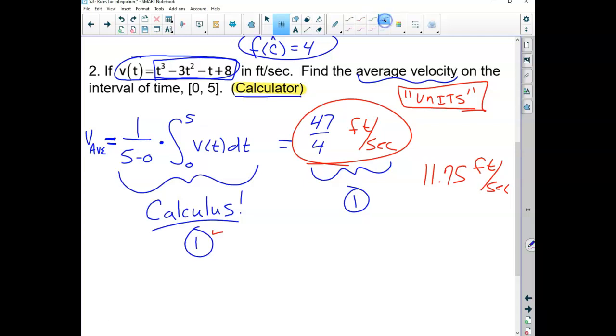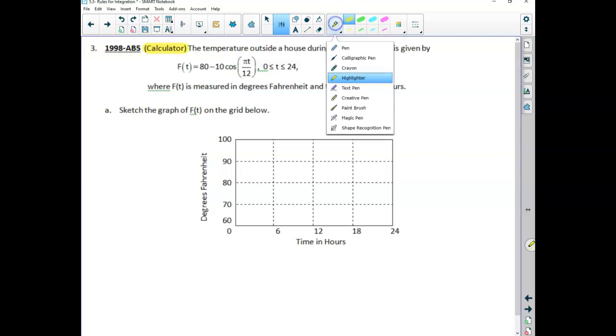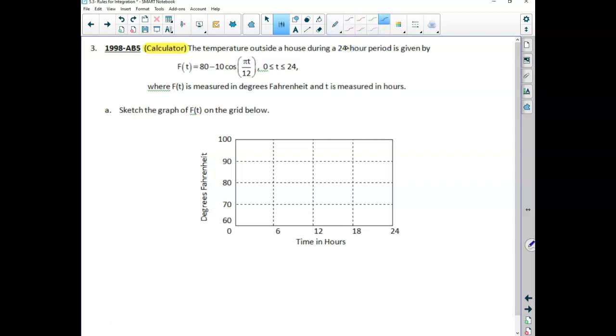All right. So how else are we going to use it? Well, this is back in 1998. Ooh, this is a nice one. It was a calculator active problem because it's a nasty one to integrate. The temperature outside a house during a 24-hour period is given by f of t. So this is my temperature function for the outside, where f of t is measured in degrees Fahrenheit and t is measured in hours. Sketch a graph of f of t on the grid below. Would they do that? Yes, they would do that.